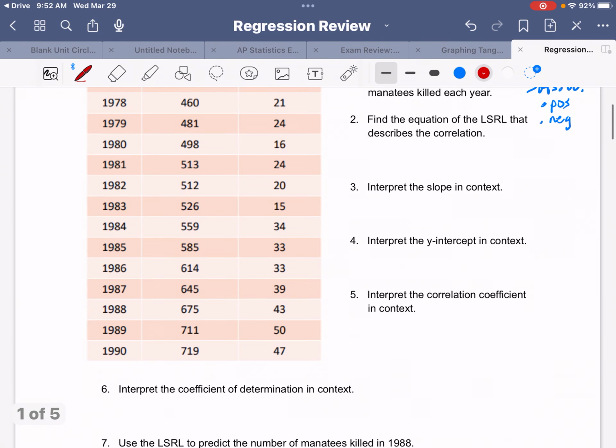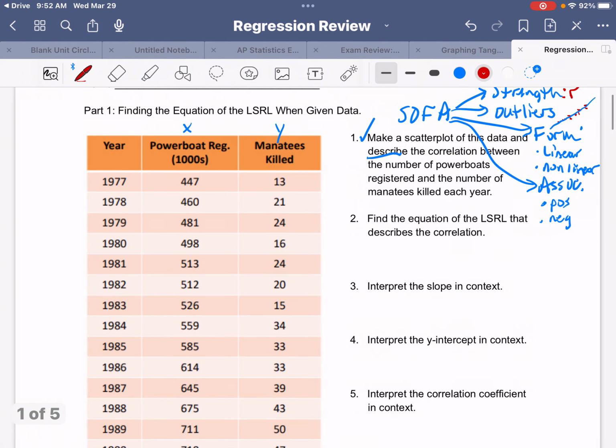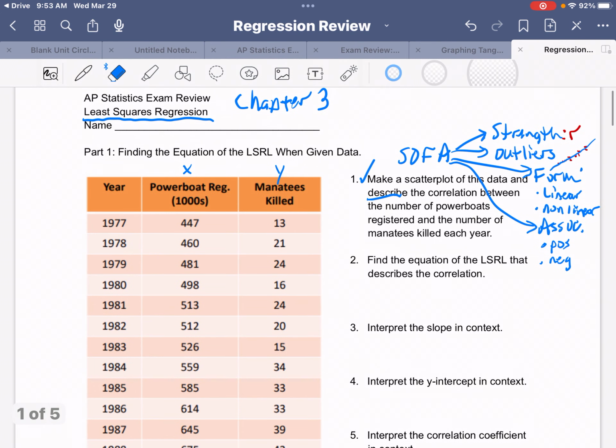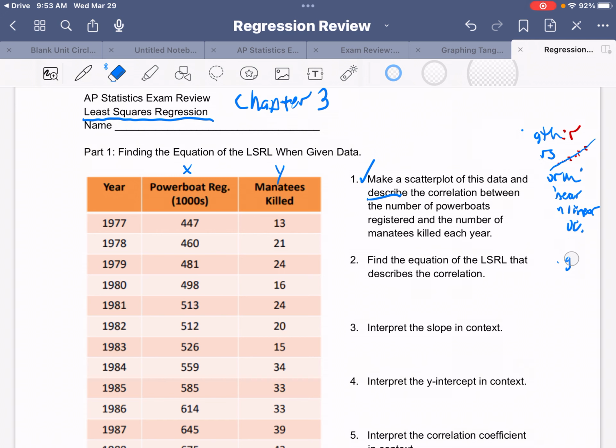So if we go back to this, how do I write my description? Let's see. All right, so let me finish erasing. Sorry, I had a student at the door.